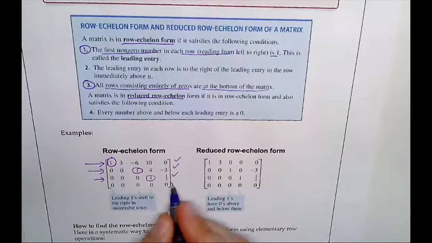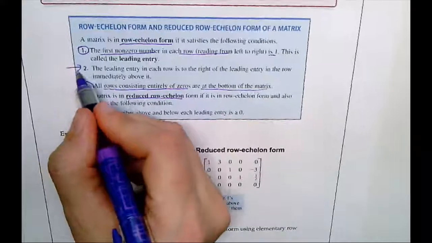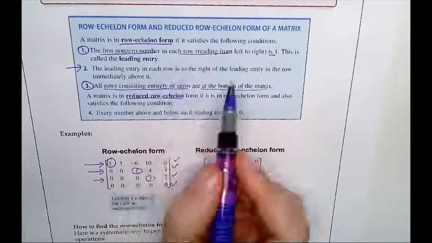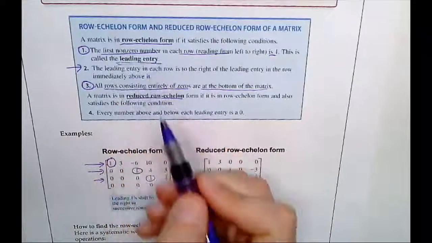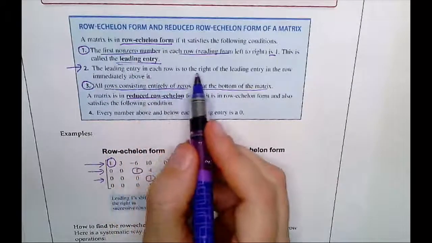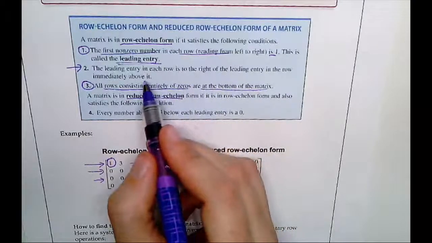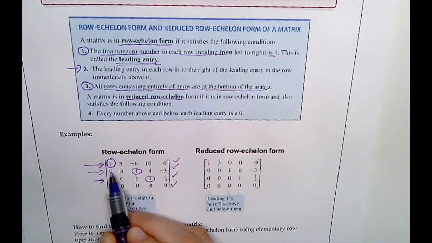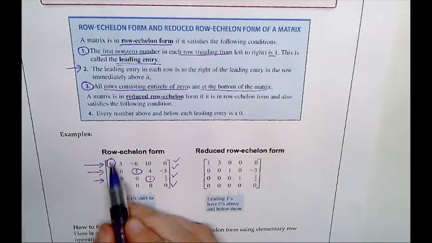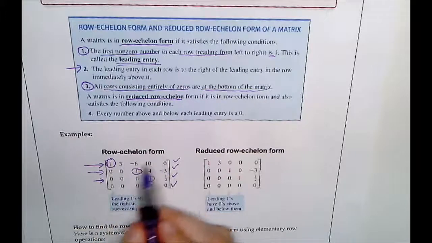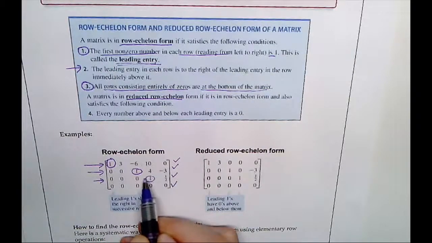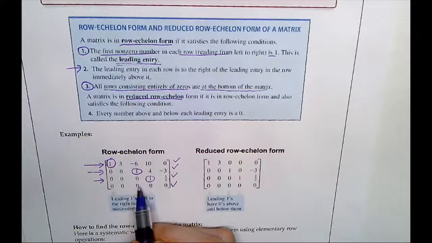So this is correct. And now, what is the second condition that it has to satisfy? It says the leading entry, so this 1 is called the leading entry, is to the right of the leading entry in the row immediately above it. The leading entry for row 1 is right here. What's the leading entry for row 2? It's this one. Is it to the right of the leading entry of row 1? Yes, it's to the right of it. What about the leading entry for the third row? It's 1, and it's to the right of the leading entry of row 2.